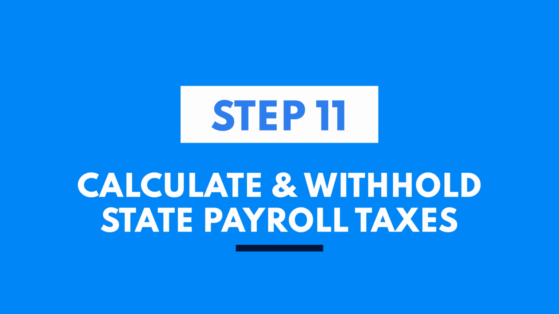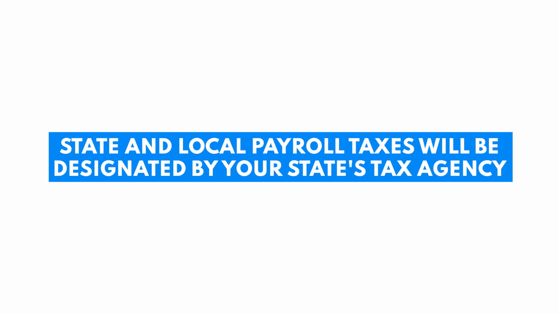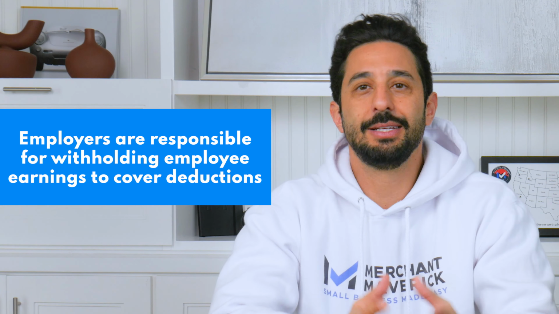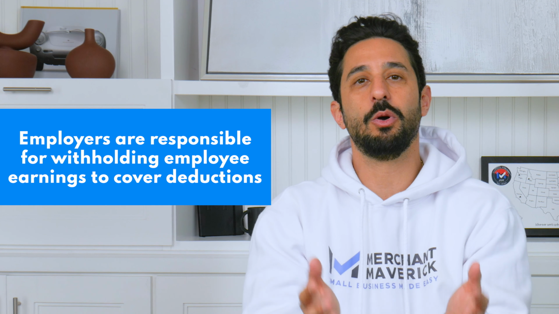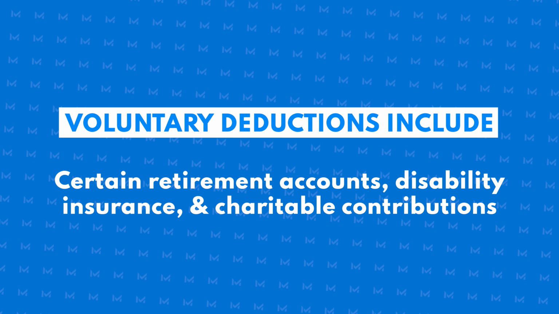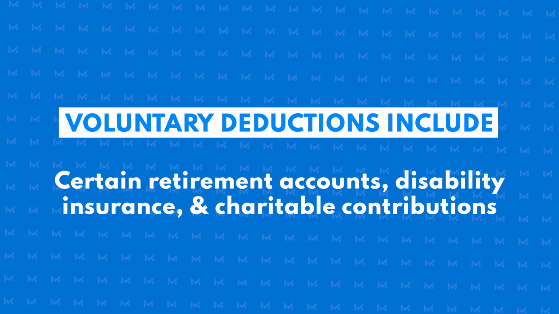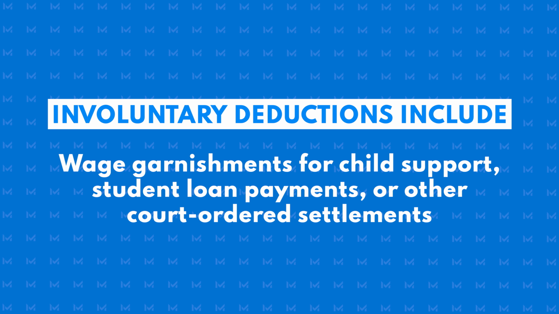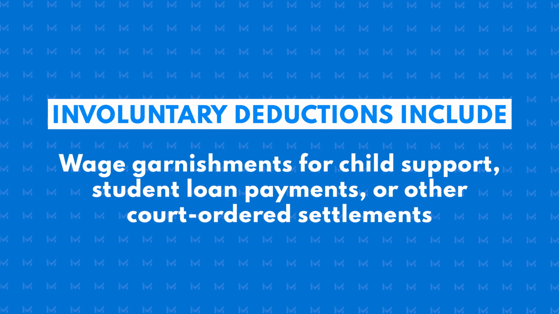In addition to withholding federal taxes, step 11 is calculating and withholding state payroll taxes. State and local payroll taxes will be designated by your state's tax agency. Step 12, make post-tax deductions. After payroll taxes, employers are also responsible for withholding employee earnings to cover deductions. Voluntary deductions include certain retirement accounts, disability insurance, and charitable contributions, while involuntary deductions include wage garnishments for child support, student loan payments, or other court-ordered settlements.